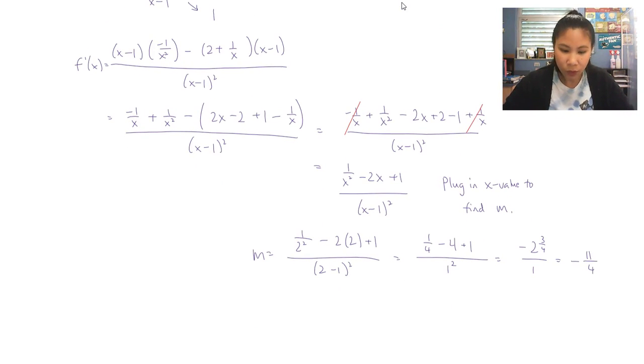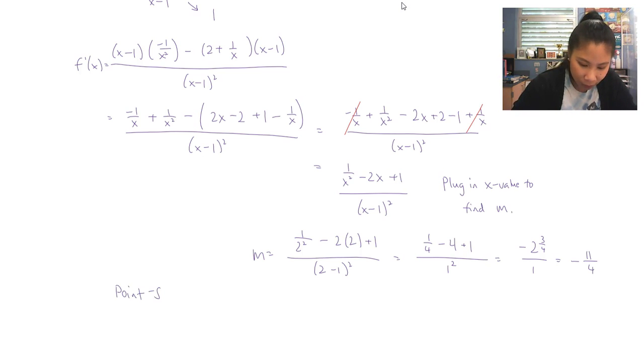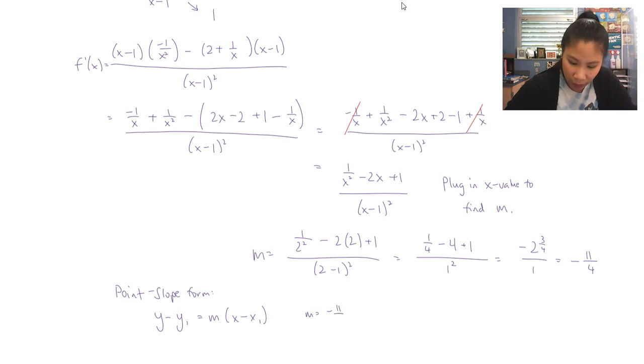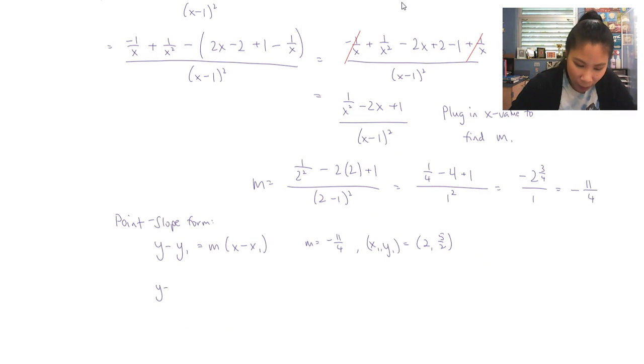Okay. So once I have the slope, then I need to use the point slope form to write the equation of the line. So that's y minus y1 equals m times x minus x1. And we know m equals negative 11 over 4. We know my x1, y1 is equal to the 2, 5 over 2 that they gave us originally. So plugging everything in, I'm going to have y minus 5 over 2 equals negative 11 over 4 times x minus 2. Okay, so we just need to simplify this a little bit.